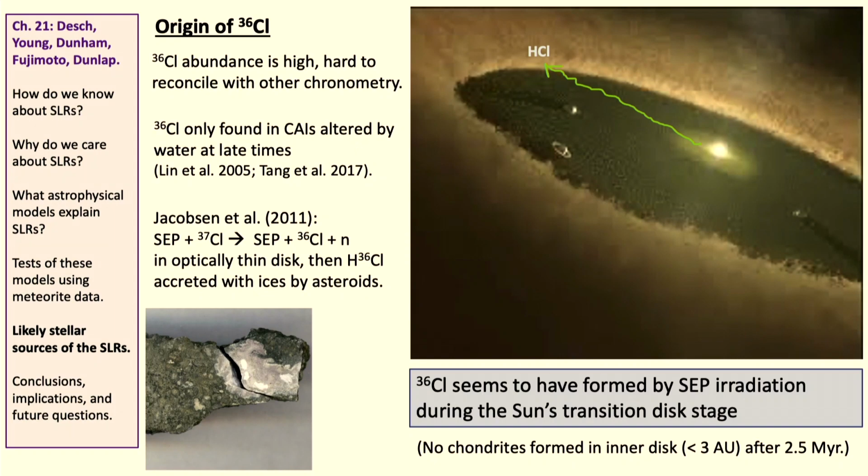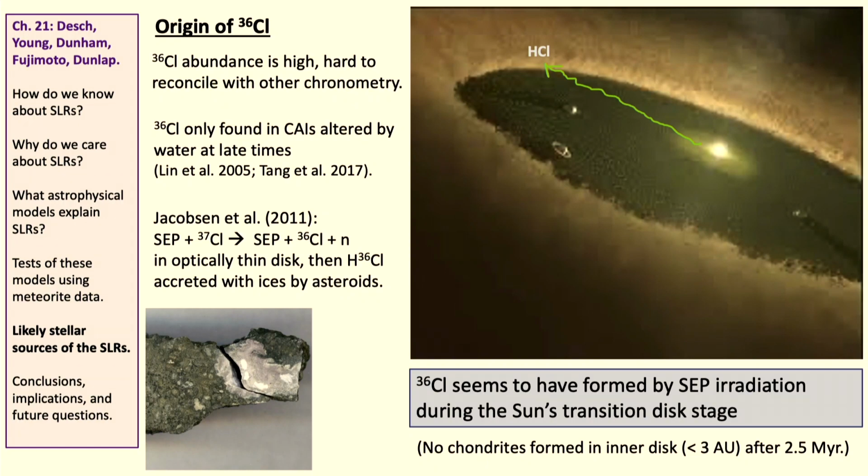So a pretty good model out there, Jacobson et al., 2011, proposed that. What you're seeing is that energetic particles from the sun are irradiating chlorine in the gas phase, and this chlorine gets into ices as hydrogen chloride, and then this gets into the asteroids and aqueously alters the CAIs. And there's a lot of consistency with that sort of model. But being energetic particles from the sun, they're easily attenuated. So this model only really works in a stage where the inner disk has been sort of evacuated.